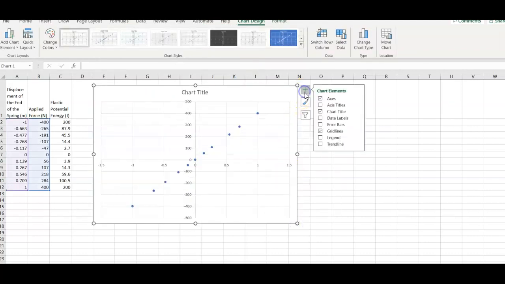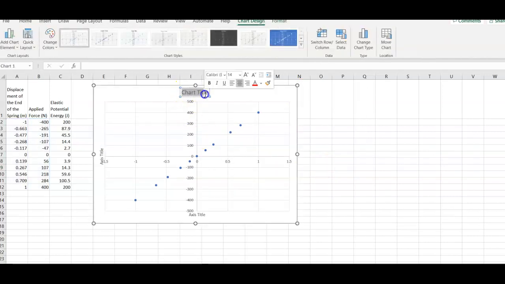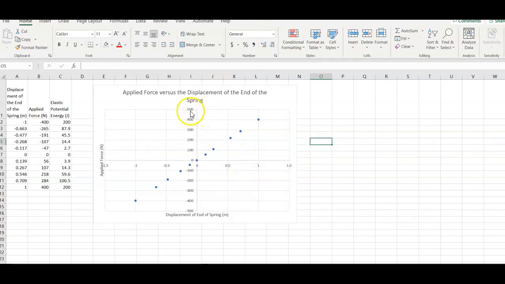And we do need to put, of course, titles on our axes so that we know what this graph is. So this is the applied force versus the displacement of the end of the spring. And on the x-axis is the displacement. That was measured in meters. And on the vertical axis is the applied force, measured in newtons.